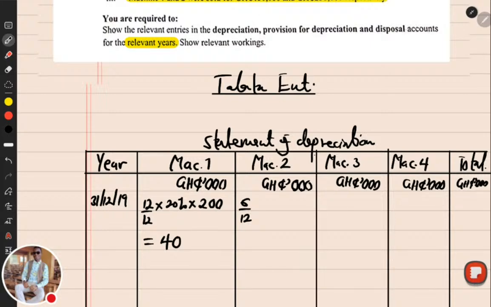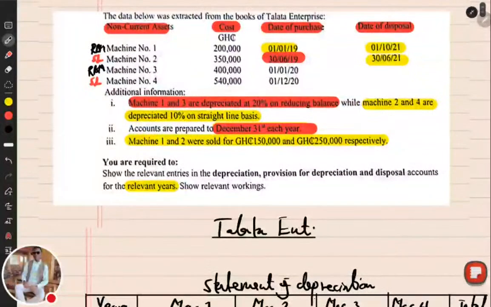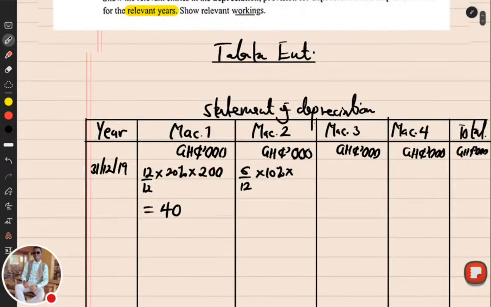So we're going to multiply by the cost. And we know that the percentage is 10% as the rate. And then multiply by the cost of machine number 2, which we know is 350,000. So it becomes 350 on top here. Then you flow. So what do we get generally here? That will give us a depreciation for machine 2 in the year 2019.